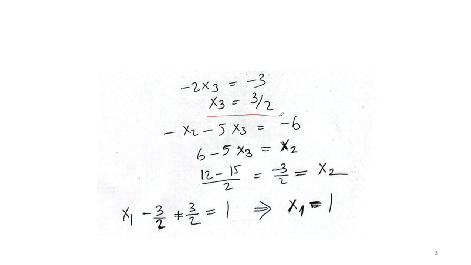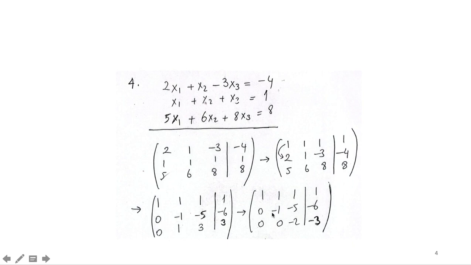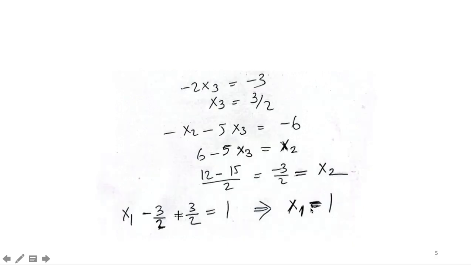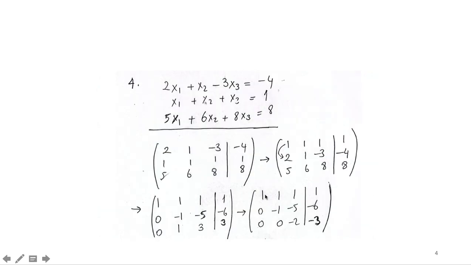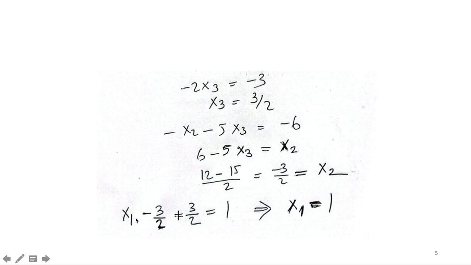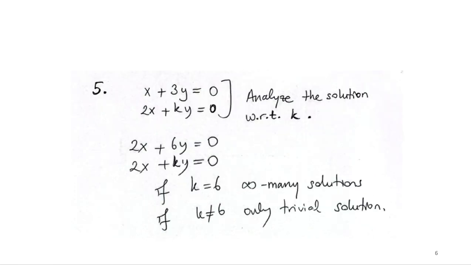And then once we obtained x3, we just go back recursively. Notice this is minus x2 minus 5 times x3 equals minus 6. So once we plug in x3 in this equation, that gives us x2. And then finally, using the first equation, x1 plus x2 plus x3 equals 1, basically we can solve for the value of x1. And that completes all the unknown variables in this example.